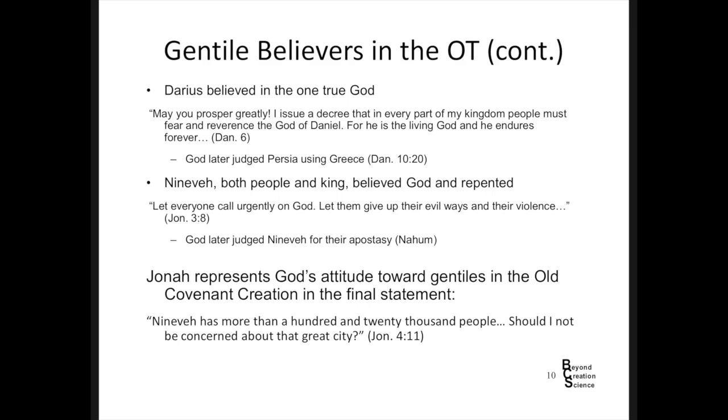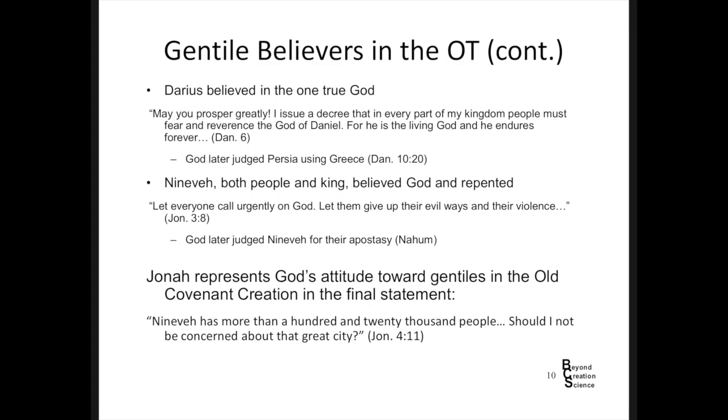Consider Nineveh, whose people and king believed God and repented. "Let everyone call urgently on God. Let them give up their evil ways and their violence." And of course, Jonah pouted when they believed God, and God turned his judgment away from Nineveh, the great city. And I think the story of Jonah is instructive, because what it shows is that God cared for Gentiles. There is no Zionism in this book. That's what the story of Jonah is telling us.